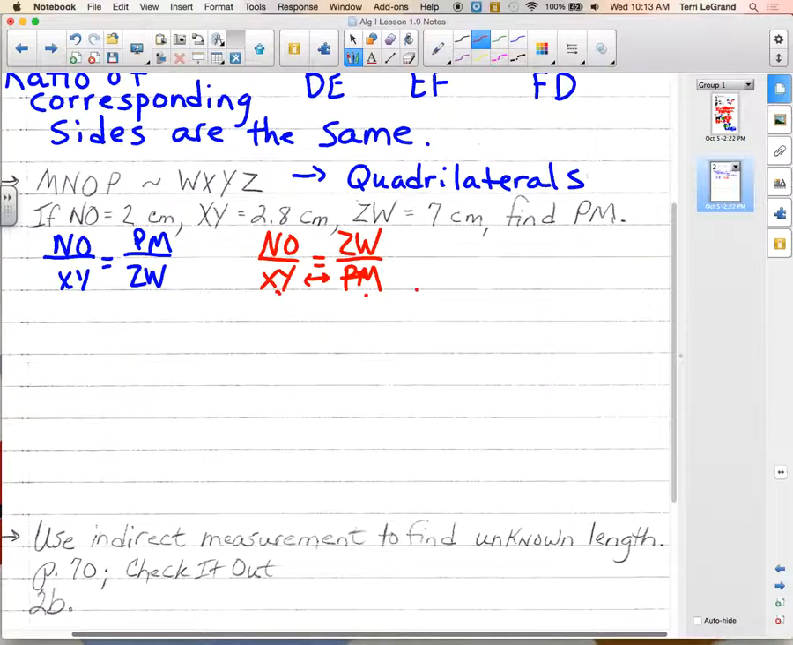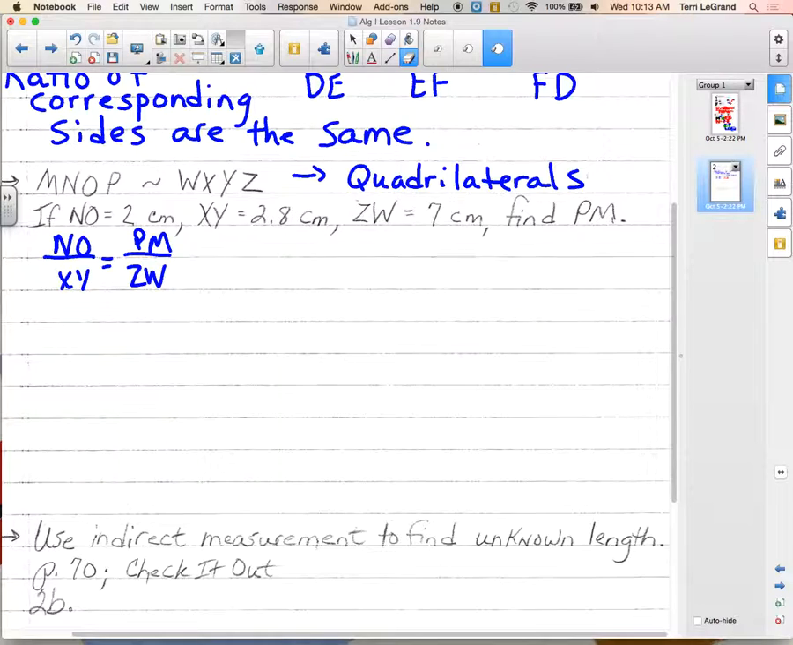So we have to keep the relationship. If vertically or horizontally, whichever way we do it, we have to keep the corresponding relationship, and we have to keep from the same figures. So we're going to have to toss that one out. Sorry, Zach. But thank you for offering it up, for being so bold. Okay. Brendan. MO over PM is equal to XY over ZW.